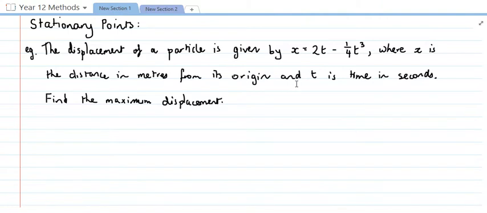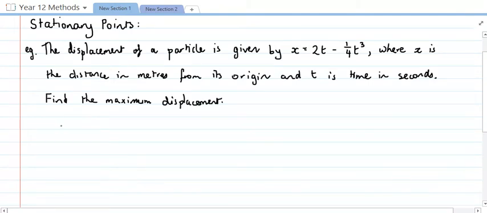In this question, the displacement of a particle is given by x equals 2t minus 1/4 t cubed, where x is the distance in meters from its origin and t is the time in seconds. Find the maximum displacement. To do a question like this, you could graph it. It's probably not a bad idea, but for the purpose of this, I'm not going to worry about it at this point in time. I'm just going to straight away calculate dx/dt, and that's just going to be 2 minus 3/4 of t squared.